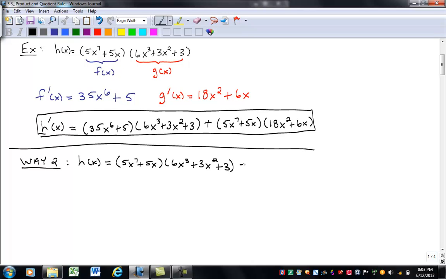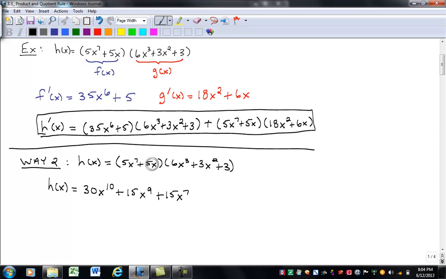So what do I get when I multiply these together? 5x to the 7th times 6x cubed, that's 30x to the 10th. So let me write this below so I have room. I'm just multiplying it out so I don't need the product rule. 5x to the 7th, 6x cubed, is 30x to the 10th. 5x to the 7th times 3x squared is 15x to the 9th. 5x to the 7th times 3 is 15x to the 7th.